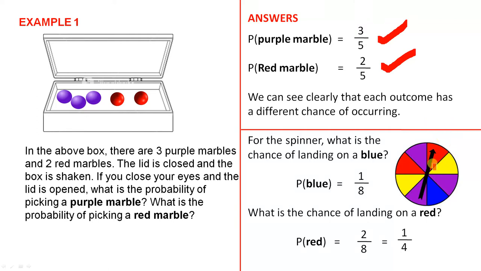For the spinner, what is the chance of landing on a blue? Okay, if we spin the wheel or spin the arrow, well, there's only one blue. And there are 8 sectors. There are 8 different sectors there. So the probability of landing on a blue is 1 over 8.